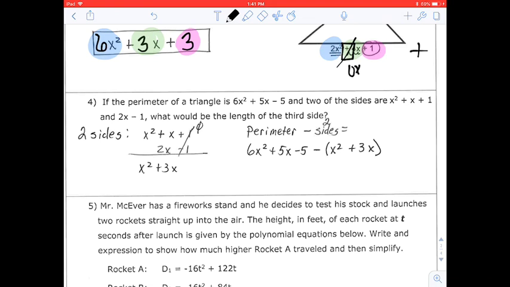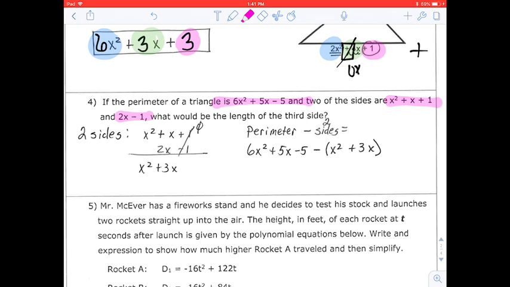Number 4. The perimeter of a triangle is 6x squared plus 5x minus 5. And the 2 sides are x squared plus x plus 1 and 2x minus 1. So that gives me 2 sides. What is the length of the third side?